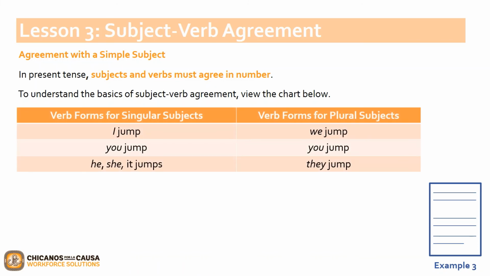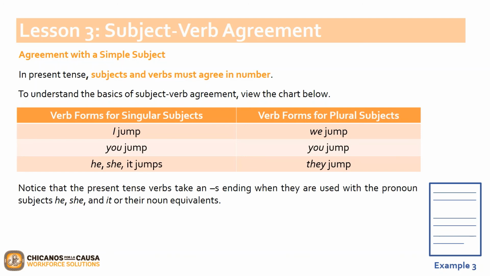Notice that the present tense verbs take an S ending when they are used with the pronoun subjects he, she, and it, or their noun equivalents.